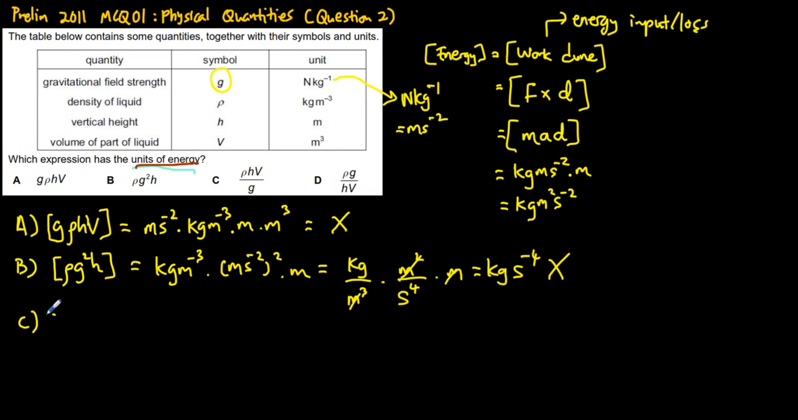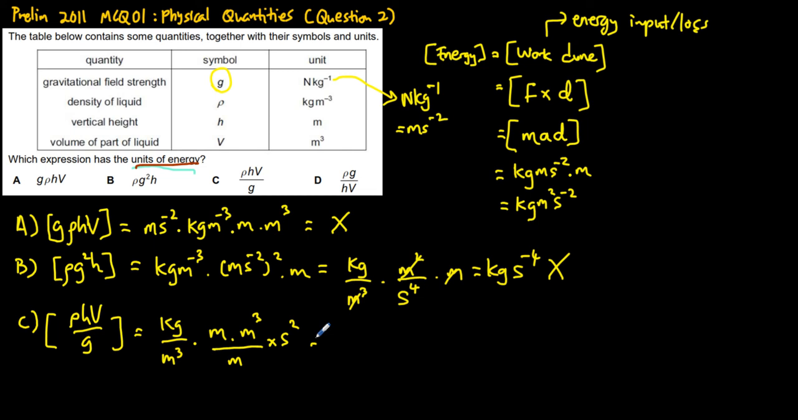Let's look at option C. What about rho HV over G? Will you get the same answer as that one? Density is kilogram per meter cube. H is meter. V is meter cube. Divided by G. G is meter per second square. Meter per second square, I bring above, becomes second square. I hope you can see that. So this one cuts. So it's kilogram second square. Again, it looks different. So it will be out again.